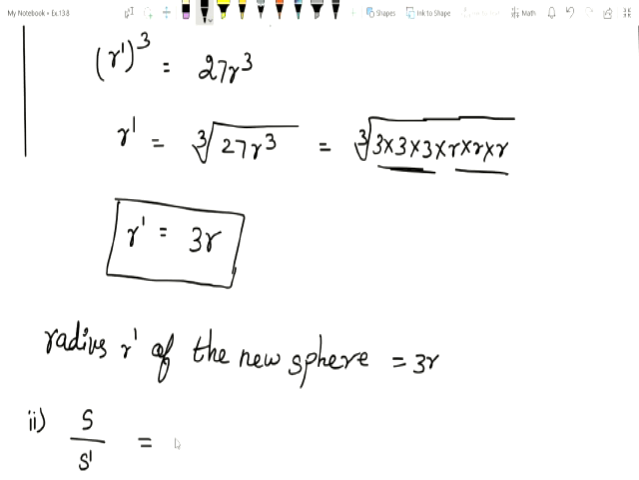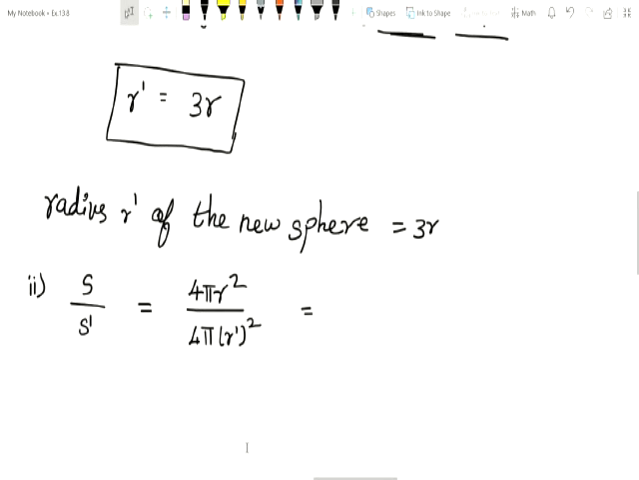So what is the formula? Surface area of the sphere is 4 pi r square, divided by S dash. What is the formula? 4 pi, here the radius is r dash, so r dash square. See here, 4 cancels, pi cancels, r square divided by r dash square.